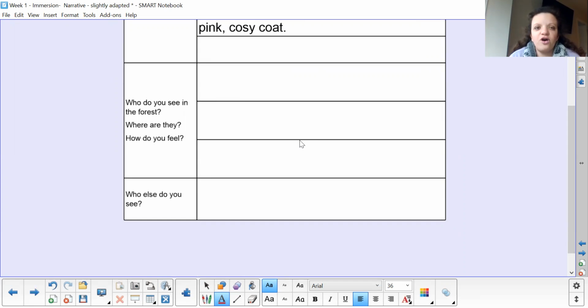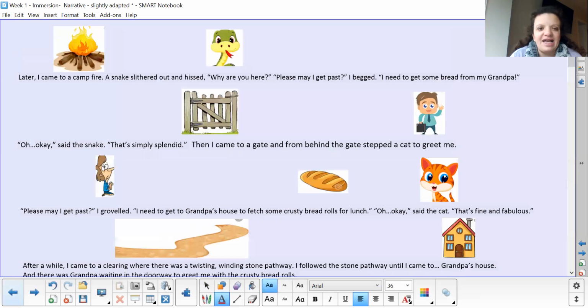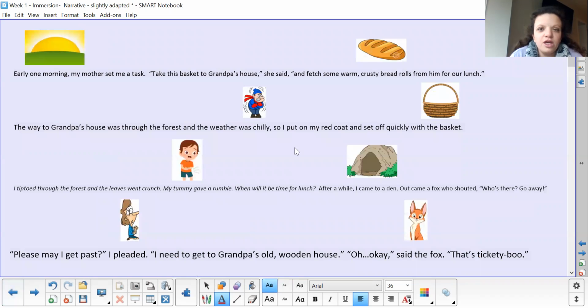So who do you see in the forest first? Where are they? How do you feel? So I'm going to go back to my text. I'm going to have a little look. So I'm going to use this line. I tiptoed through the forest and the leaves went crunch. My tummy gave a rumble. When will it be time to lunch?